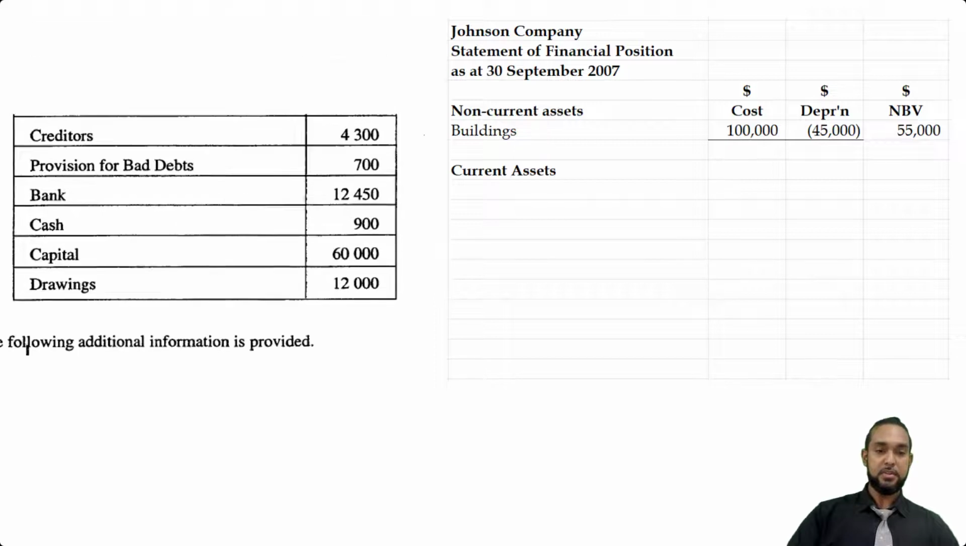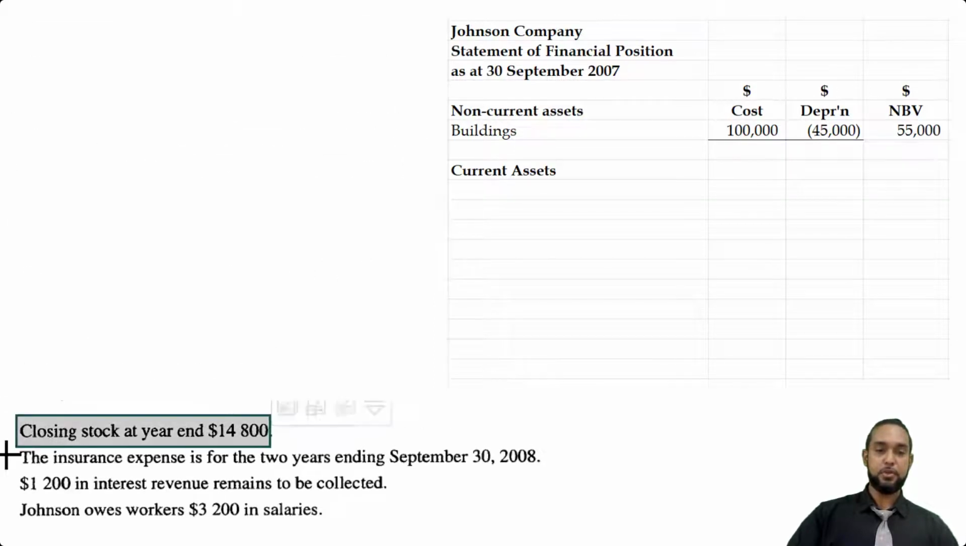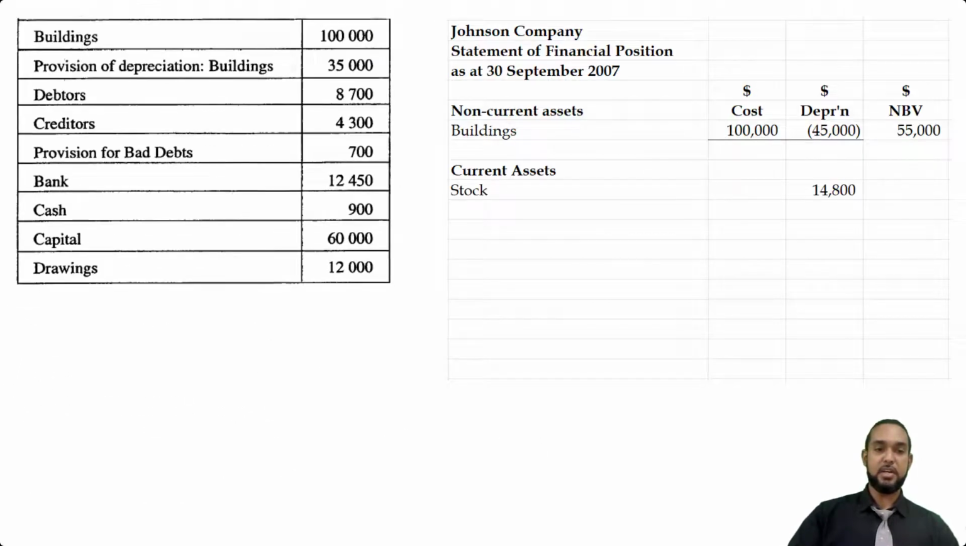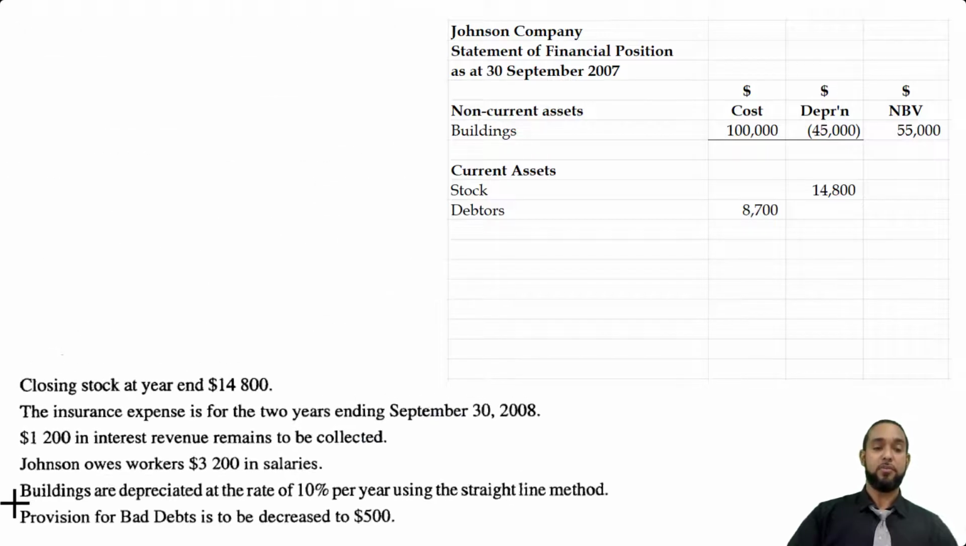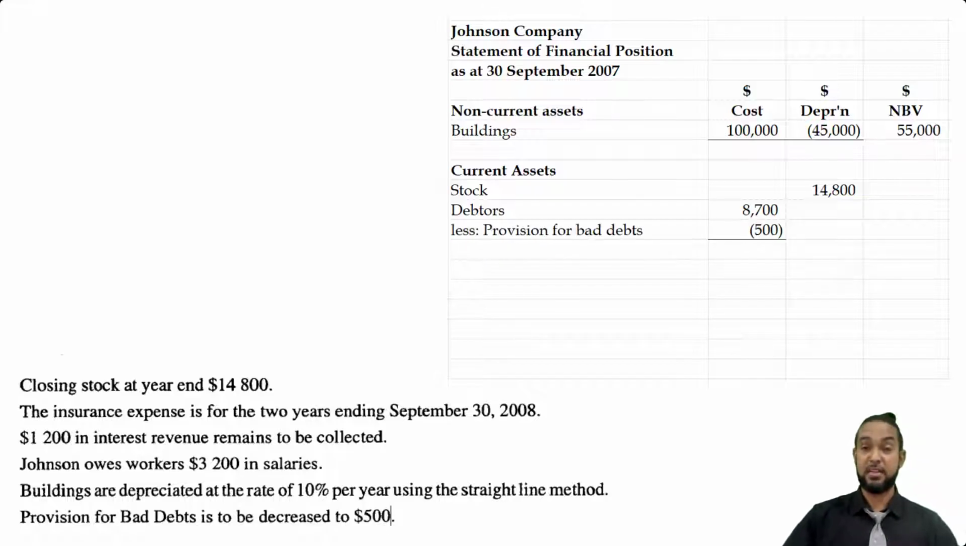So the first item will be the stock, the inventory, the closing stock of 14,800. Then we have the debtors or accounts receivable. So this was an older paper, so they were using some of the older terminology. So debtors is 8,700. Now don't forget, even though you put in the 8,700, there was the provision, note 6. The provision had to be decreased to 500. So we have to subtract the provision for bad debts from the debtors figure to give us net debtors or net receivables of 8,200.